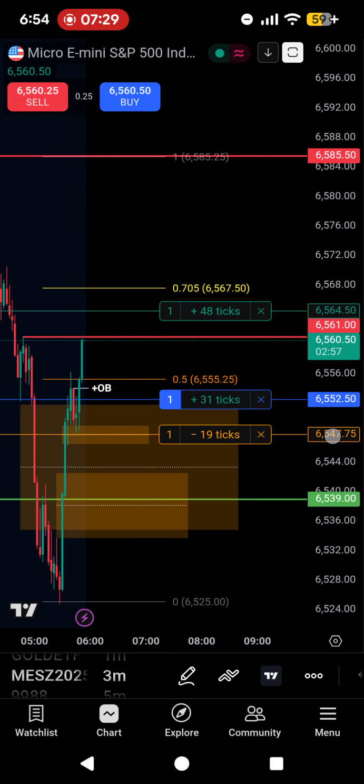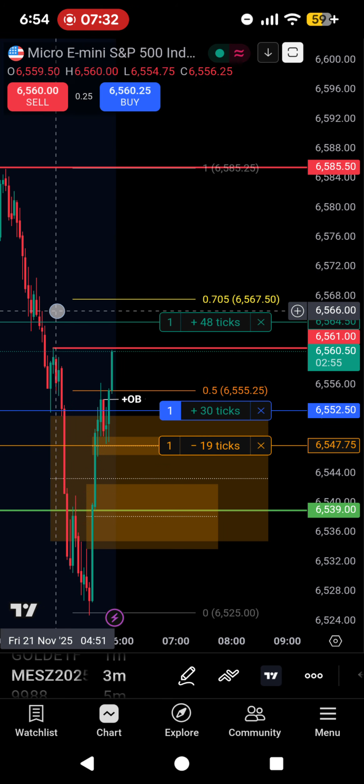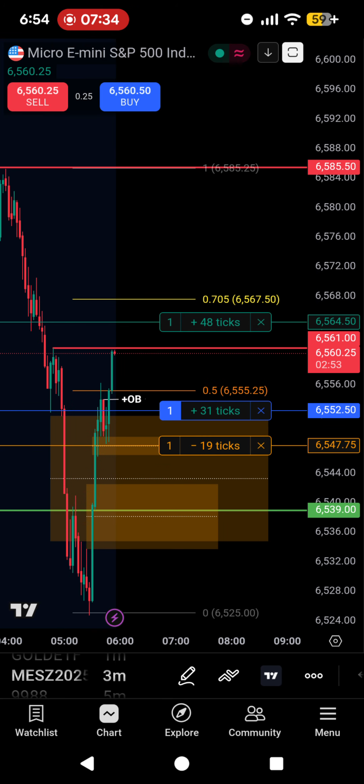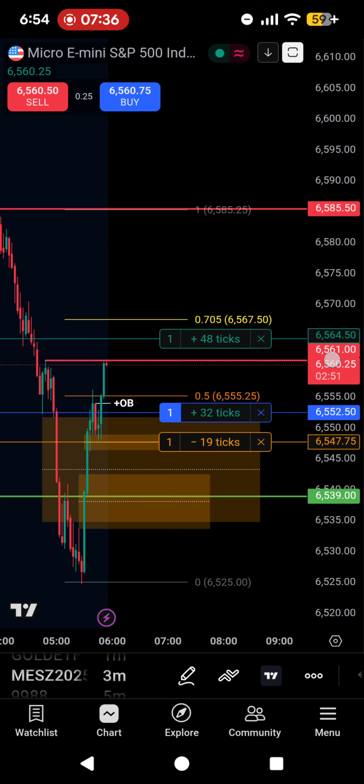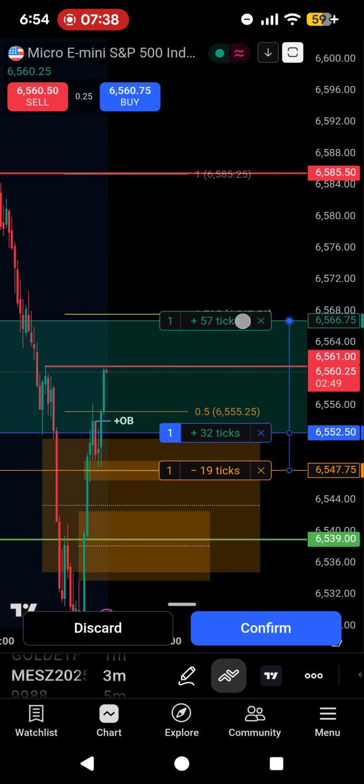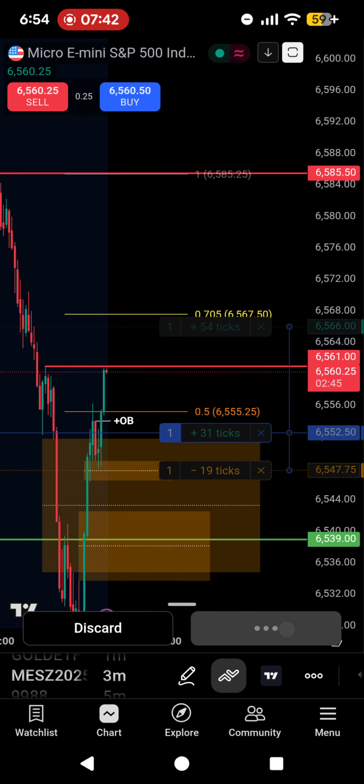Okay, so 0.705 is the retracement level right at where the order block is. So that is a good area to take the profit target. So I'm going to take it right here. Okay, 54 is a nice number.